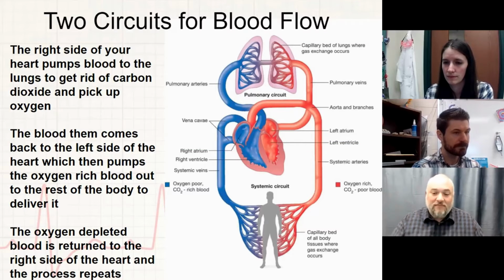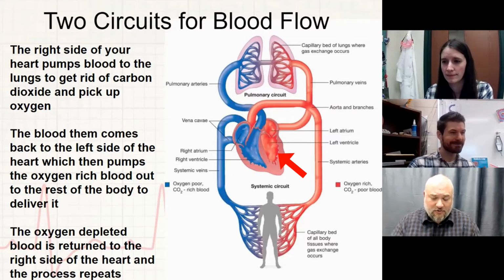Okay. Now we've got oxygenated blood in the left atrium here. That will flow down into the left ventricle, which is actually a little bit more muscular than the right. You can see that in the picture. It's a thicker muscle wall there.